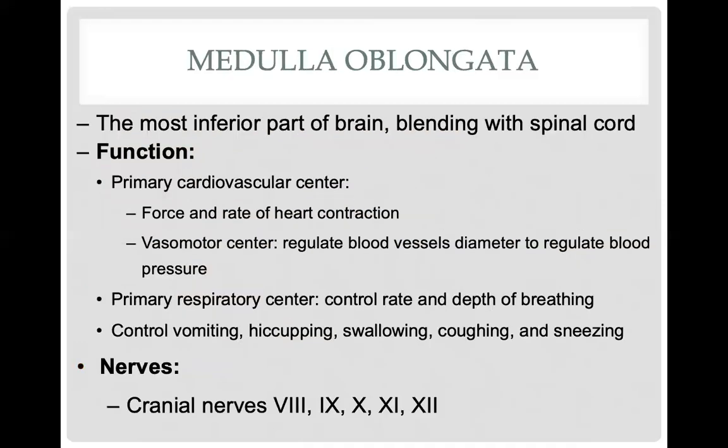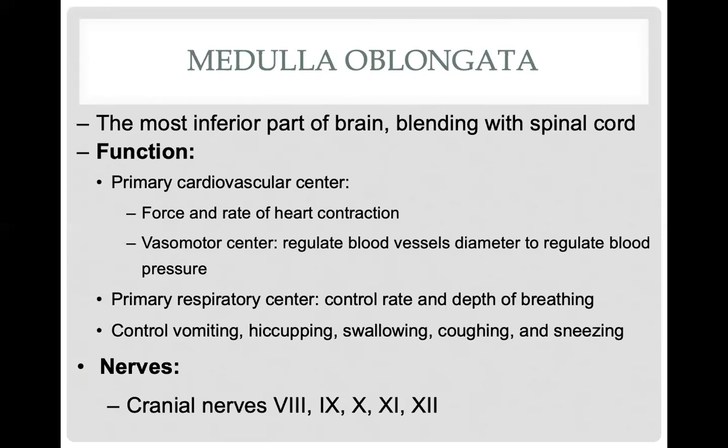We also have the last part of your brainstem called the medulla oblongata. Medulla oblongata is the part of your brain right before your spinal cord starts. The cranial nerves that originate from that include cranial nerve number 8 through 12. And please be able to identify them using Roman numerals.